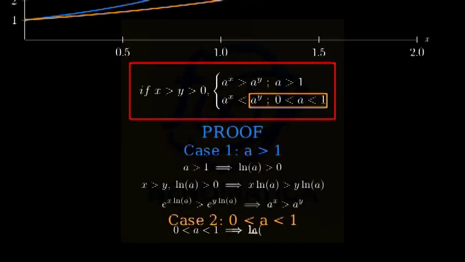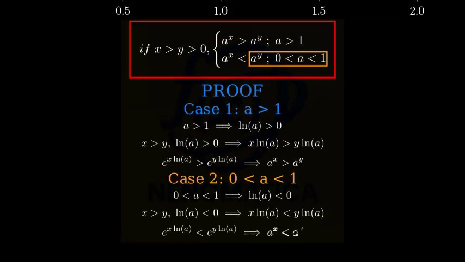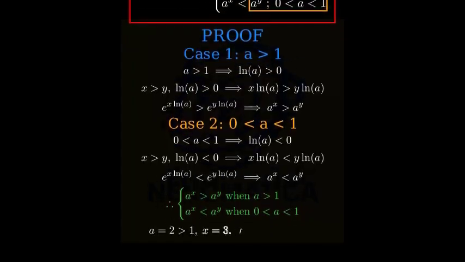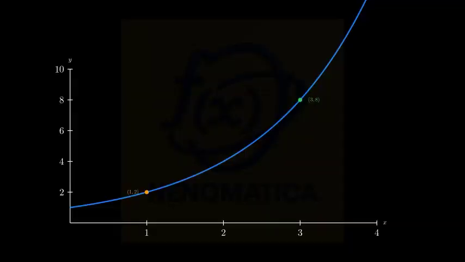Let's visualize the second theorem with examples. For the first case, let's take a equals 2, which is greater than 1, and compare the values of 2 to the power of x for different positive values of x. As we can see on the graph, when a is 2, which is greater than 1, the function a to the power of x is increasing. So for x equals 3 and y equals 1, both of which are positive with x greater than y, we have 2 to the power of 3 equals 8, which is greater than 2 to the power of 1 equals 2.